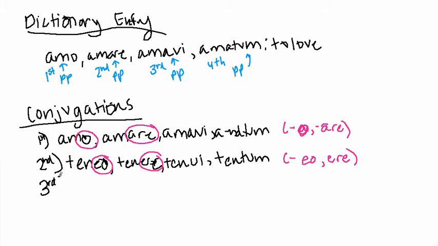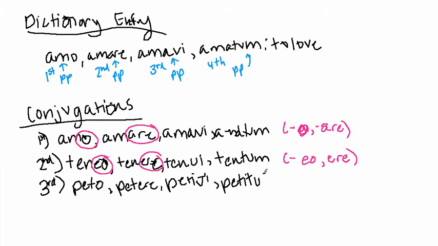Now there's the third conjugation, and that is peto. I'll give you an example. Peto, petere, petivi, petitus. And that, if you look to the last letter, o, ere, will be your endings for the third conjugation, o, ere.